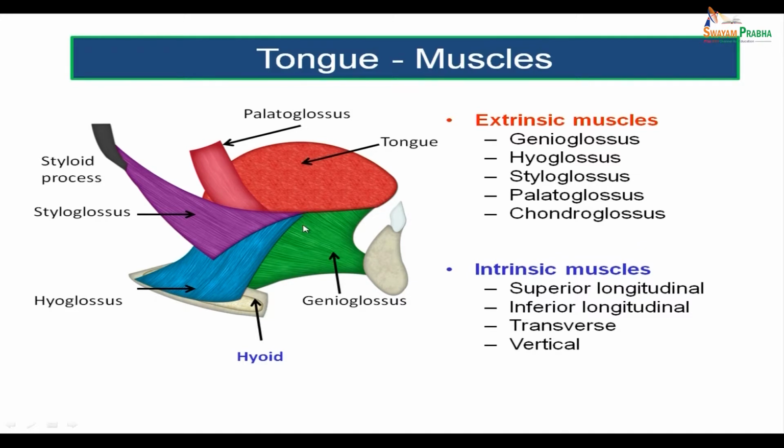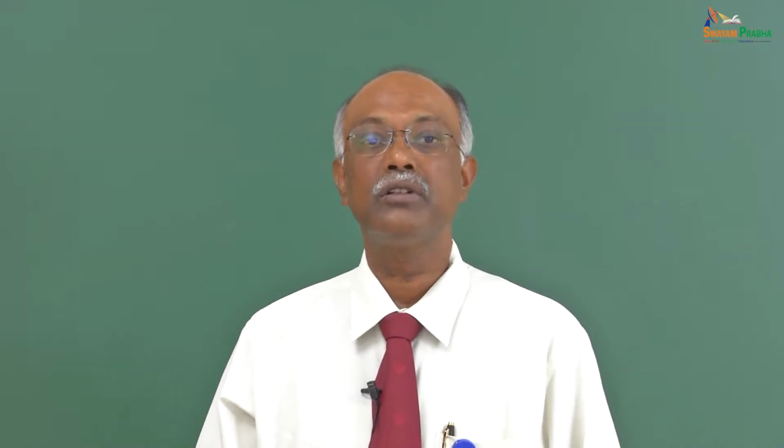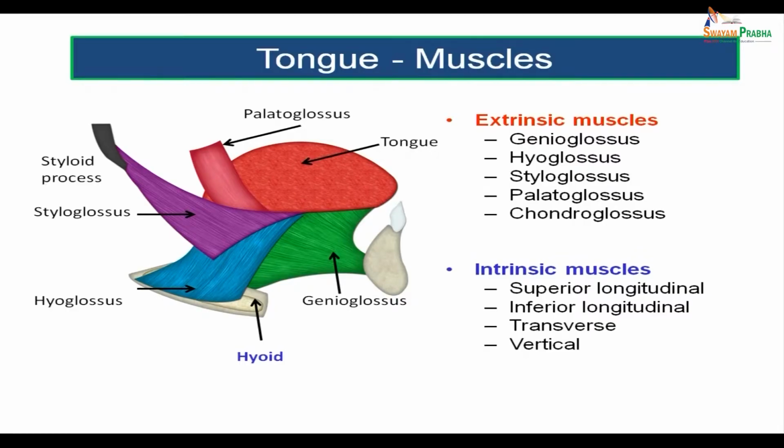So, what are the extrinsic muscles? They include genioglossus, hyoglossus, styloglossus and palatoglossus. In addition, you have a small muscle called chondroglossus, which is nothing but a detached part of hyoglossus. Then you have the intrinsic muscles: superior longitudinal, inferior longitudinal, transverse and vertical. We will see those shortly.